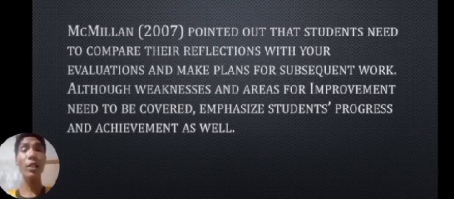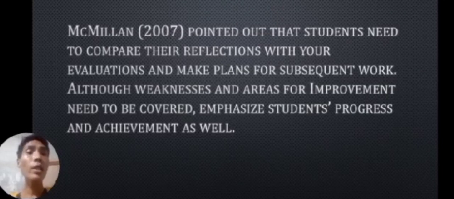All the weaknesses and areas for improvement need to be covered. Emphasize student progress and achievement as well. So, hindi mawawala sa isang bata nga mayroon siyang mga weaknesses or kinahanglan pa niyang i-improve. So, as a teacher, you need to be covered that and emphasize student progress para ma-achieve nila ang ilahang goal sa kinabuhi or sa ilahang portfolio.